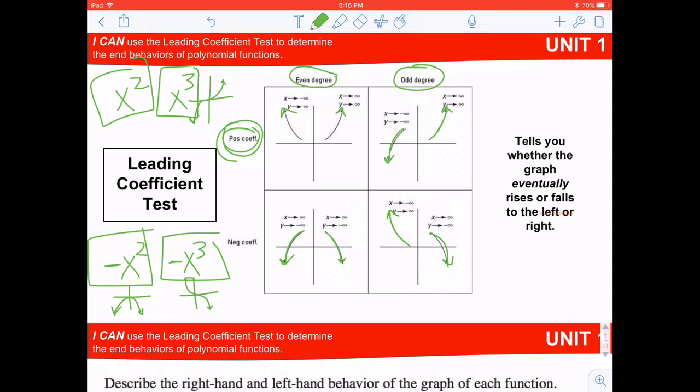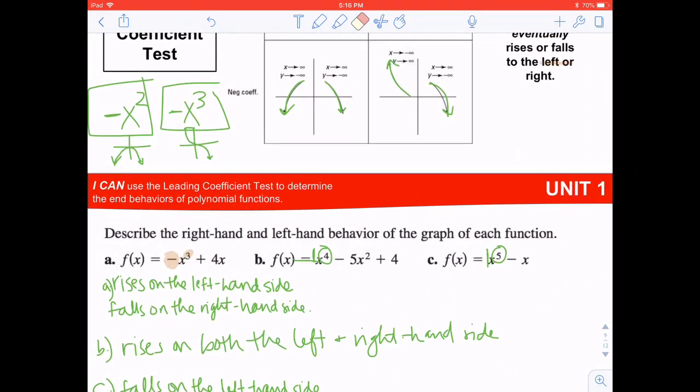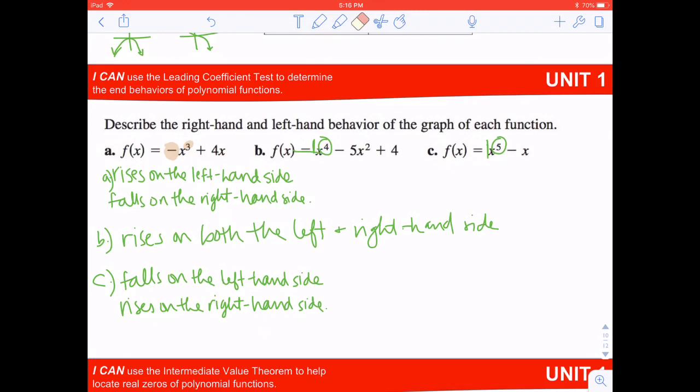Remember with the leading coefficient test, in the case of x squared and x cubed, it kind of tells us the whole function because that's what the whole function looks like. But when we're doing problems like in part A, B, and C, this is just telling us what's happening at the very end of the function. So for example, in part A, we know that it's rising on the left-hand side and it's falling on the right-hand side, but we don't quite know yet what is happening in between and what it does to get to that point. So the leading coefficient test is only telling us the end behavior.